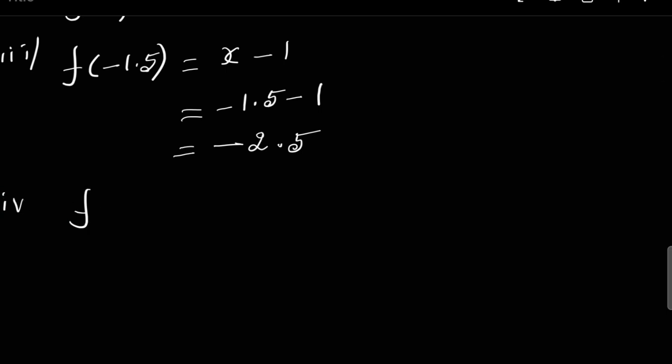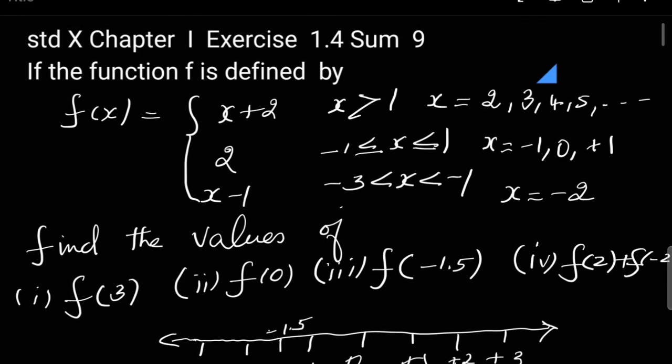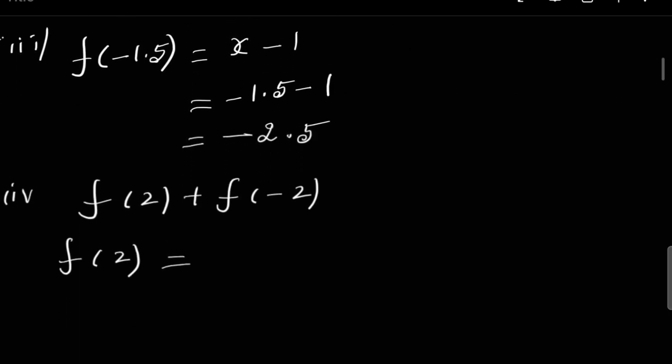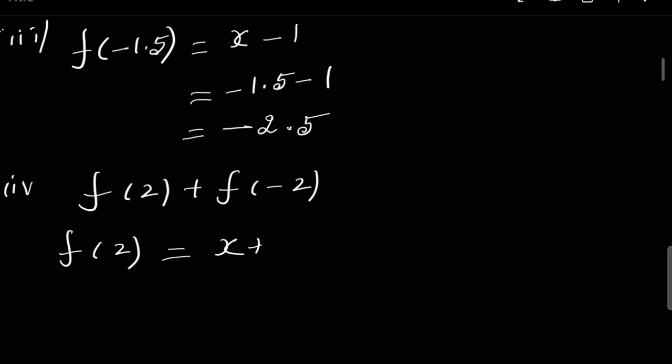Next sum, fourth sum, f of 2 plus f of minus 2. First you find what is f of 2. Where is x value as 2? Here in the first function. You take x plus 2. So x is 2, 2 plus 2 is equal to 4. So f of 2 is 4.